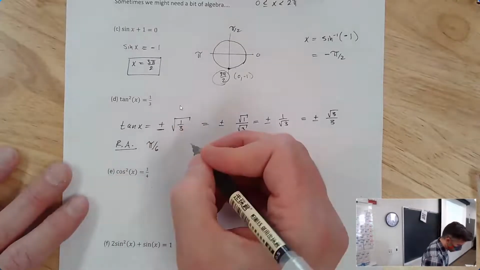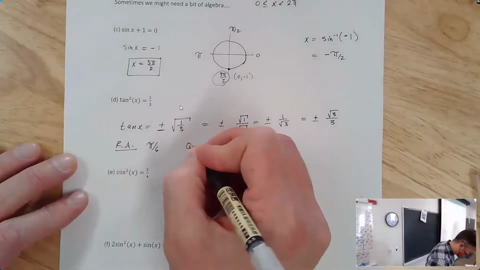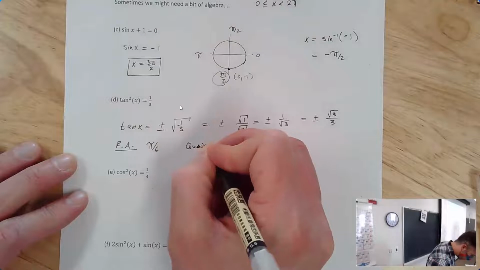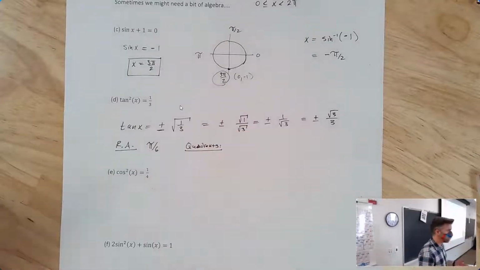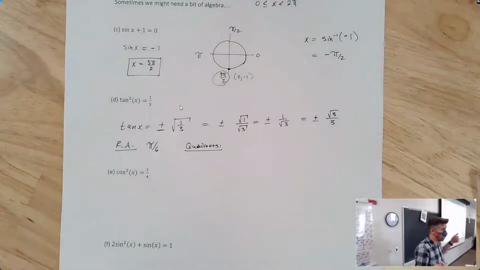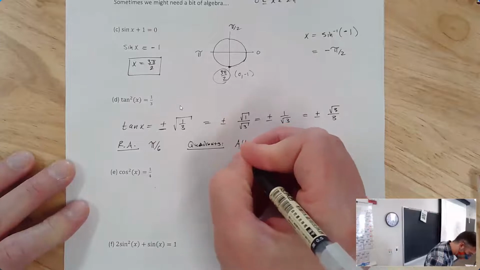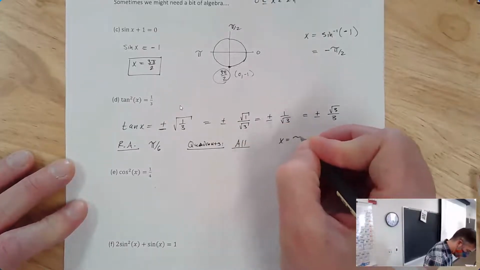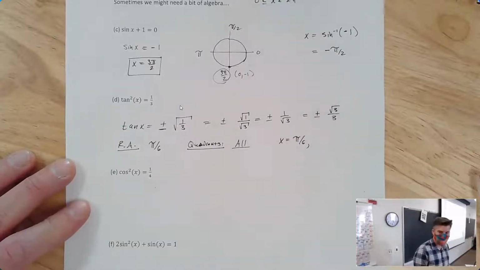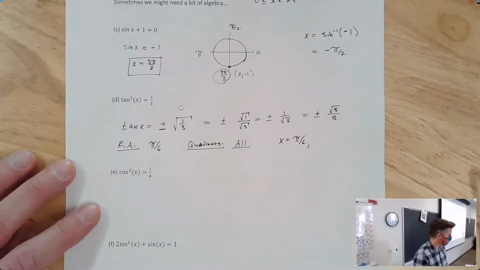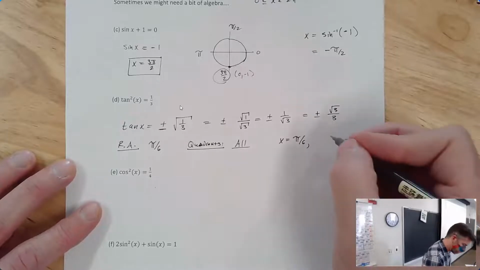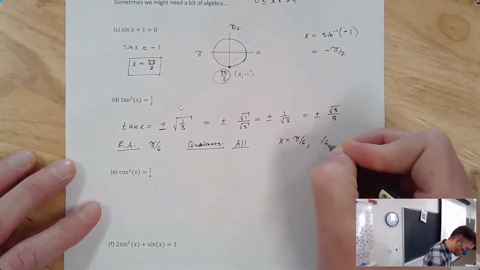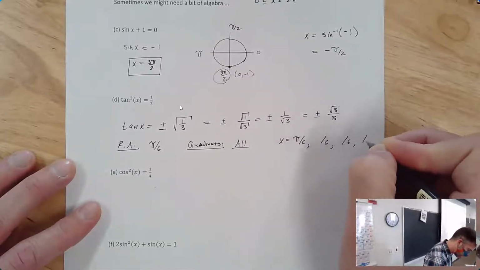Here's the fun part. What are my quadrants? It is definitely all of them, because tangent can be positive or negative. That's true in every quadrant. Quadrant 1 is positive, quadrant 2 is negative, quadrant 3 is positive, quadrant 4 is negative, right? So all quadrants. So in quadrant 1, we get pi/6. What's our answer in quadrant 2? Something over 6. We're all over 6.